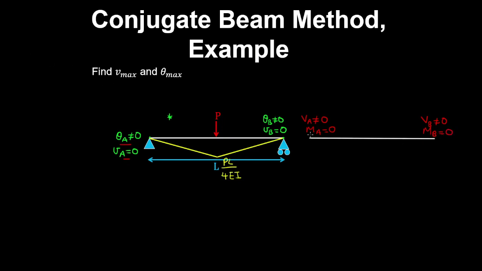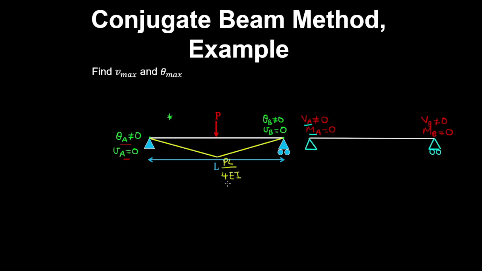So at a pin support, there's shear forces but 0 bending moments, and therefore the conjugate support is also a pin. And similarly for a roller support, the shear force can be non-zero, but the bending moment is 0, so therefore the conjugate support on this side is also a roller.